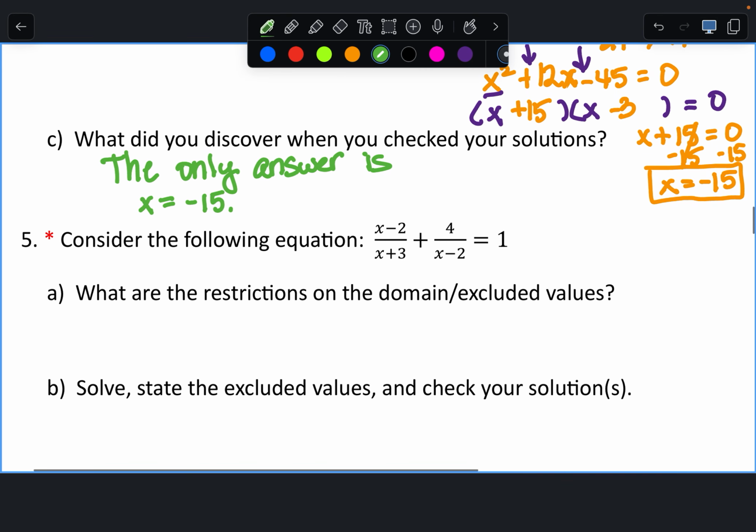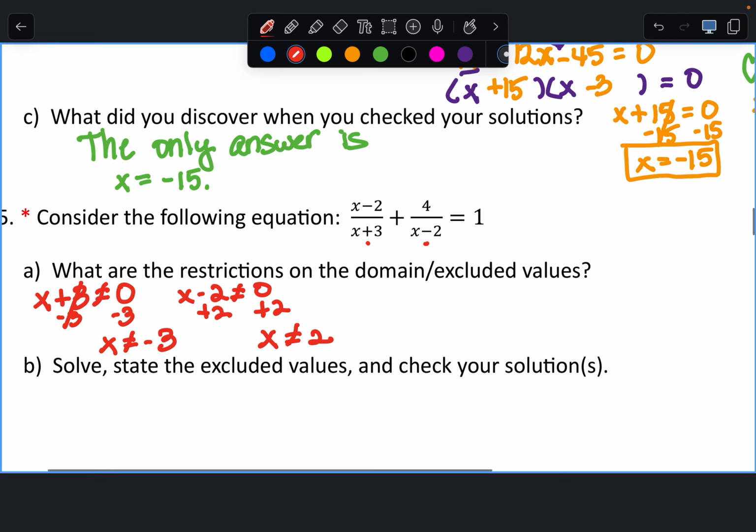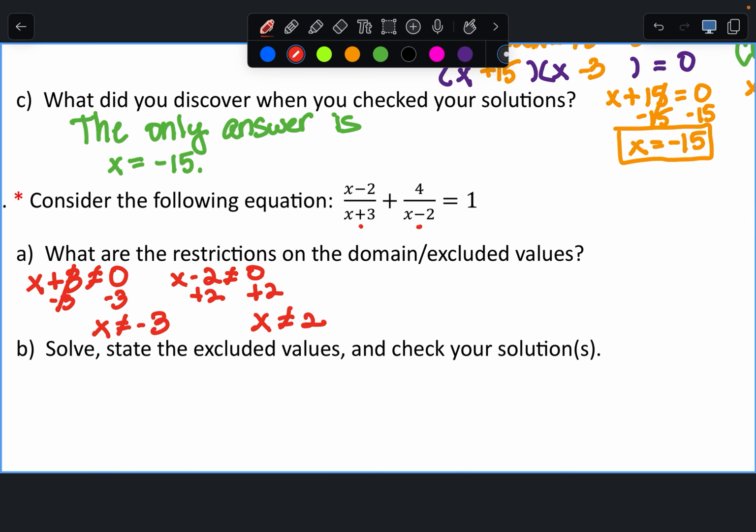I'm going to do the restrictions, domain restrictions. So take your denominator. So x plus 3 cannot be 0. And x minus 2 cannot be 0. So I'm going to subtract 3. So x cannot be a negative 3. I'm going to add 2. And x cannot be a positive 2. So when we do our problem, we've got to make sure our answers are not a negative 3 and a 2. So the next thing I'm going to do is my LCD.